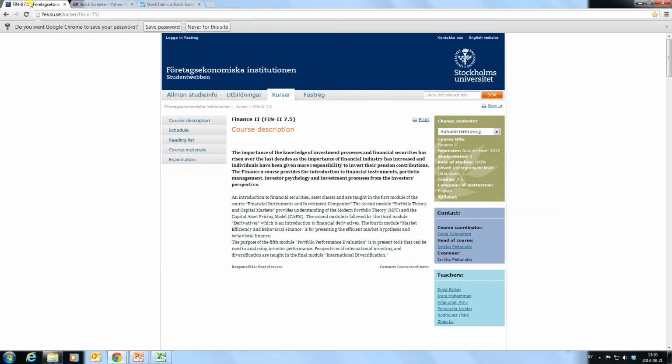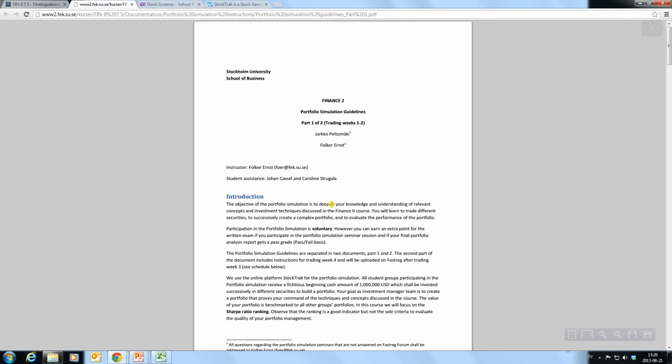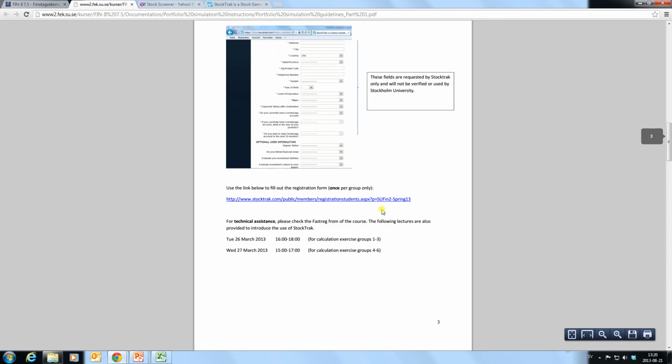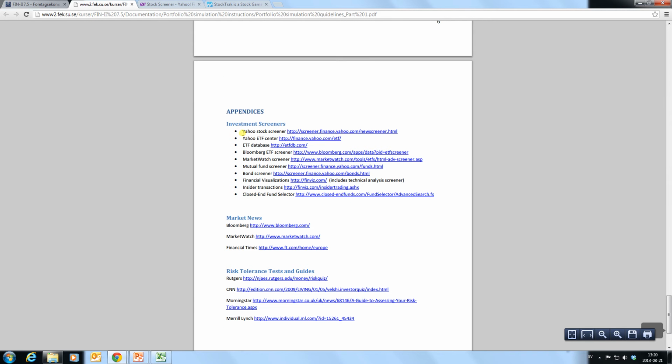We start by going to the course webpage, then to course materials, the portfolio simulation instructions, and the portfolio guidelines. Now, if we scroll down to the end, then we find different investment screeners here. So today I'm going to focus on the Yahoo stock screener, which is a screener to find stocks.